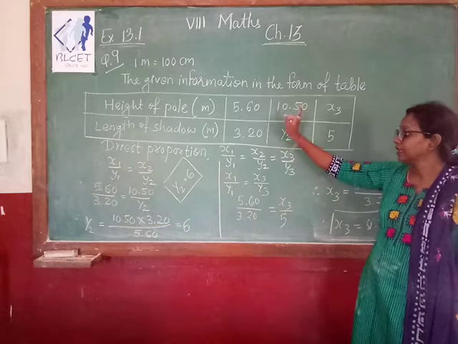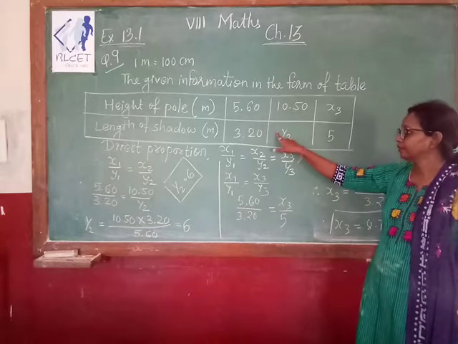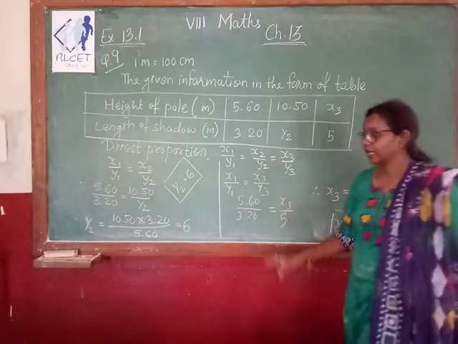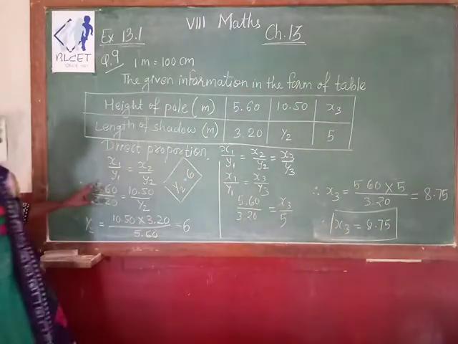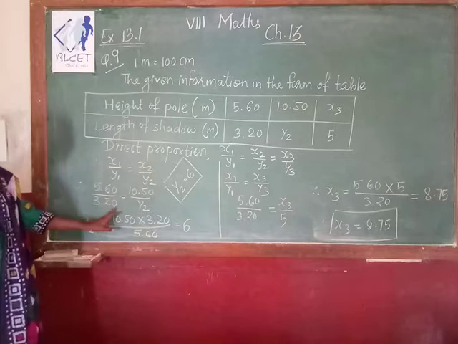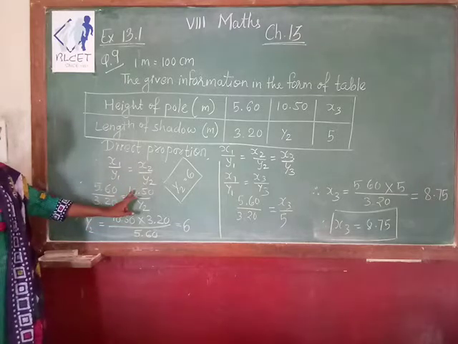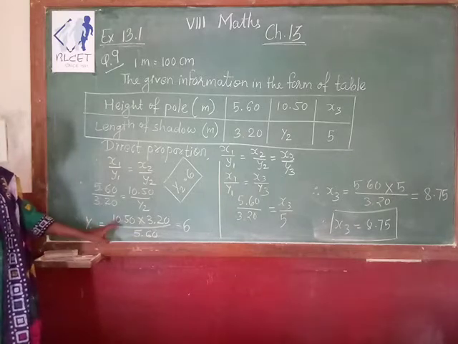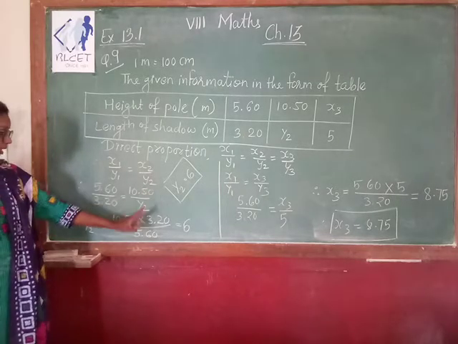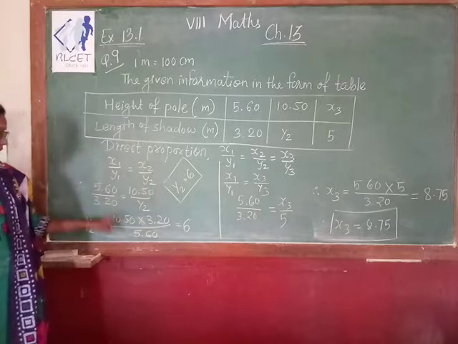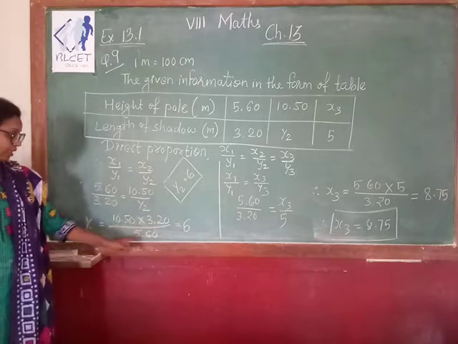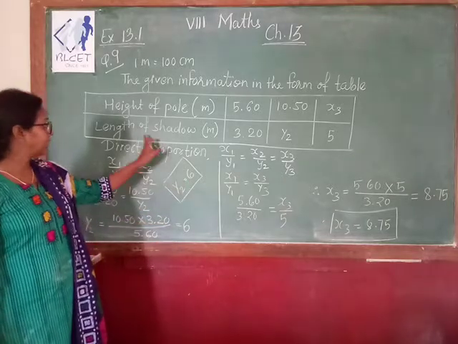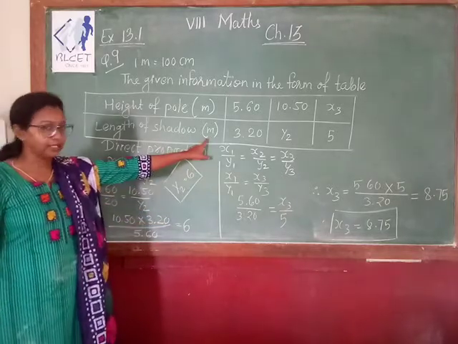First we compare these two quantities, x1 upon y1 is equal to x2 upon y2. Here x1 is 5.60, y1 is 3.20, x2 is 10.50 and y2 we want to find. Therefore y2 is equal to 10.50, multiplied by 3.20 and divided by 5.60. When you solve this, you get the answer y2 is equal to 6. So the length of the shadow is 6 meters.